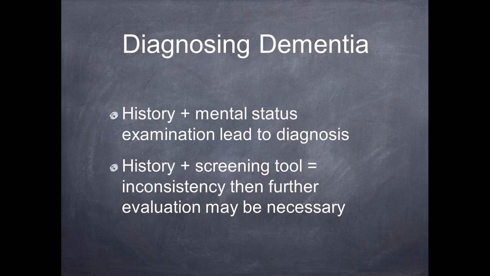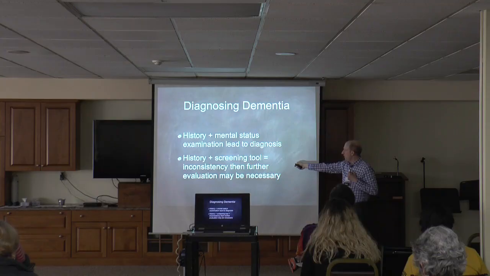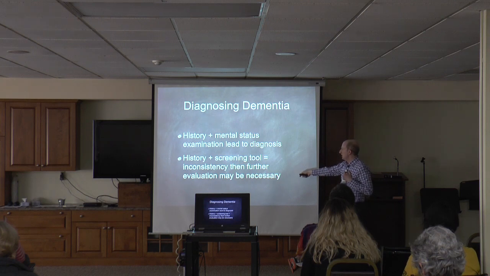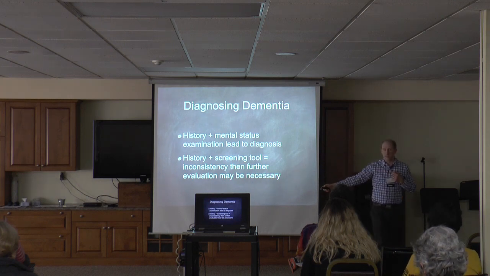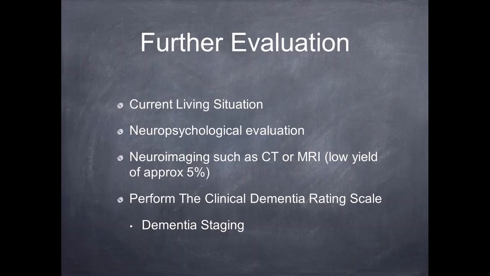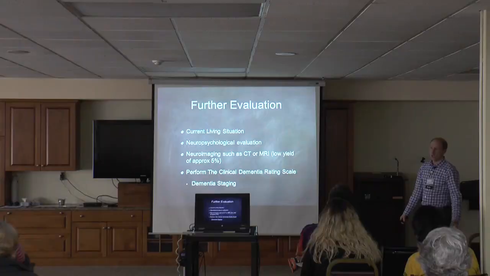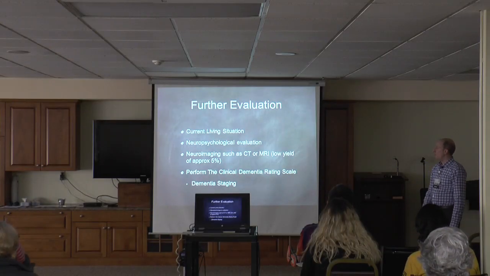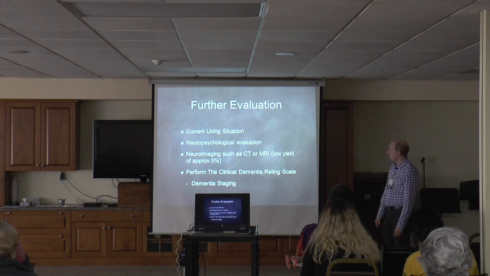So diagnosis and other considerations. History and mental status examination lead to the diagnosis. History and screening tool with inconsistencies, then recommend further evaluation. So I think you need to assess their current living situation, how much support they're needing, do they have enough support? I think here in a place like Oaknoll, it's are they in the right level of care? If you identify the person as independent, why are you identifying that, and do they need to be in a different level?